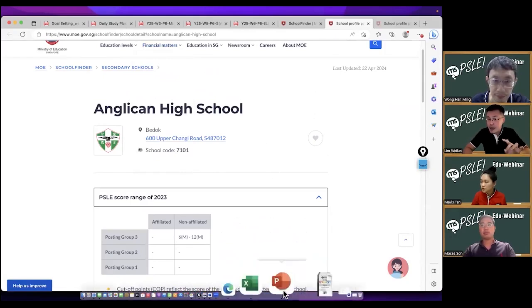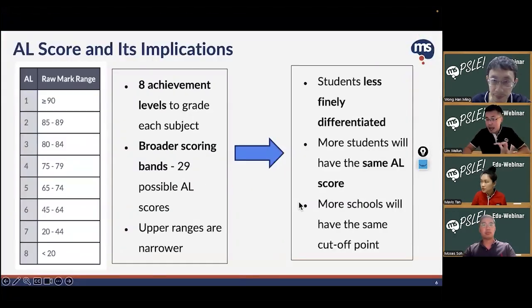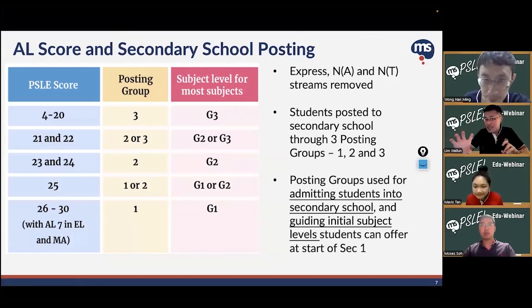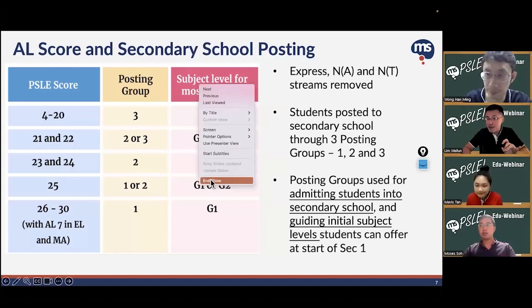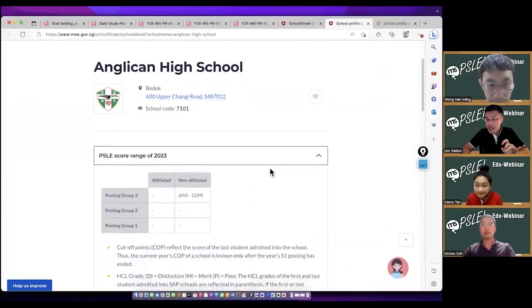Okay, the next one I want to do is to go back to what I talked about just now. I'll go to the second page, which addresses what these parents are asking, which is what posting groups mean, right? So for those of you who are very sharp, when you saw the website, you saw this thing called the posting group, right? So perhaps I'll just toggle back to that so that you can take a quick look. This one here, right? This is what you mean, right?